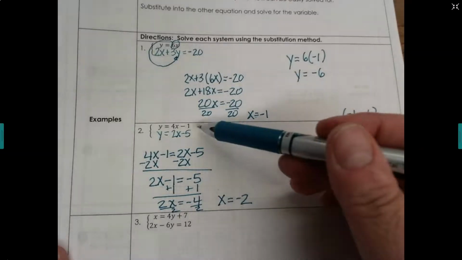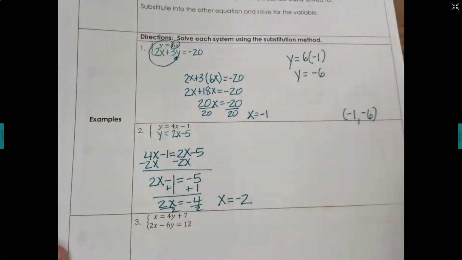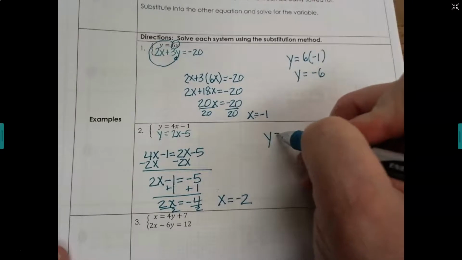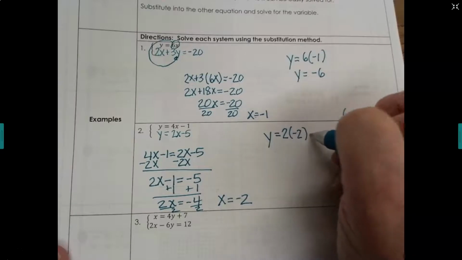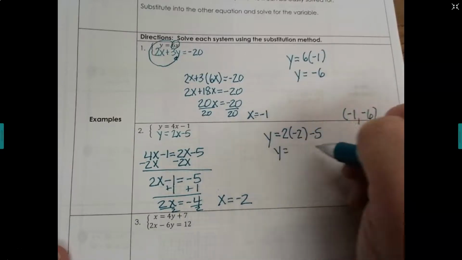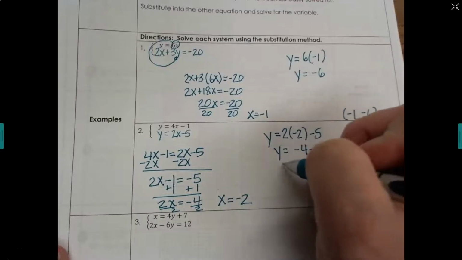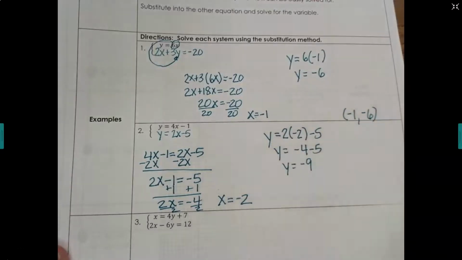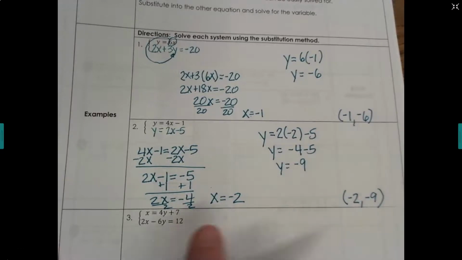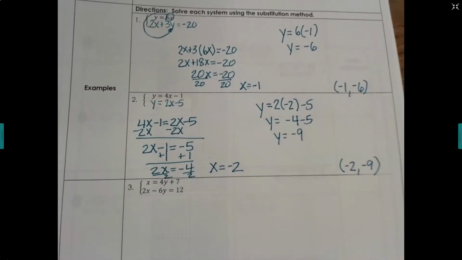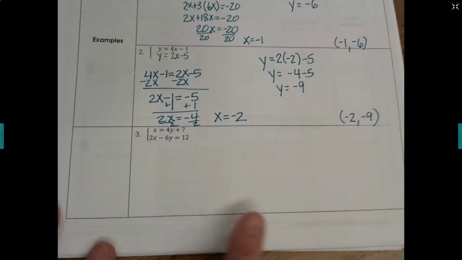Once you know one of the variables, go back and use one of the original equations. It doesn't matter which one you want to use, and plug it in. I'll try the bottom one because it doesn't matter. So I say y equals, I know x is negative 2 now, so 2 times negative 2 minus 5. y equals negative 4 minus 5. y equals negative 9. Your final step is to write this as a coordinate point, like so. If we were to graph these two equations, they're going to cross at negative 2, negative 9. All right, one last one.